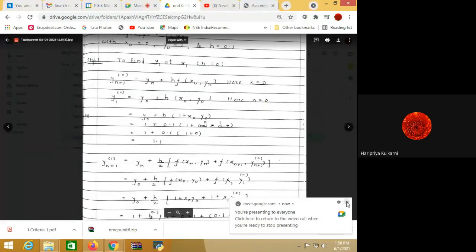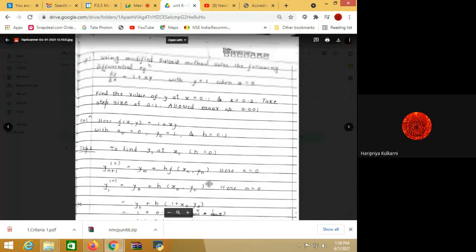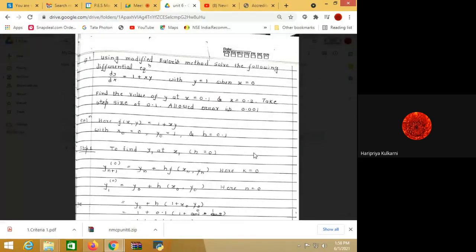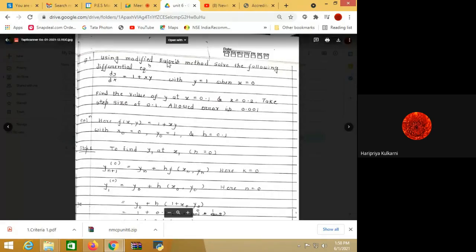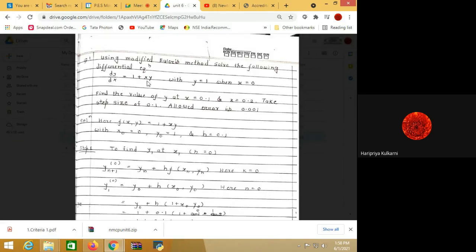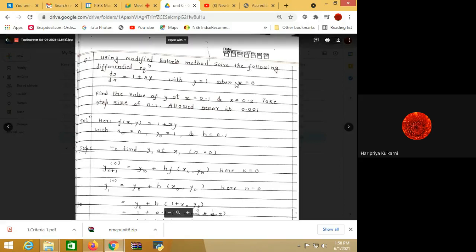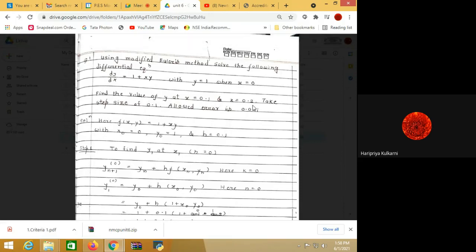In my last session, we already studied the Euler method. Today we'll solve one numerical with the help of the modified Euler method. So see the numerical. Using the modified Euler method, solve the following differential equation dy by dx. Here the function is different, which is 1 plus xy. The initial value is given to us: x equal to 0, y equal to 1. Find the value of y at x equal to 0.1 and x equal to 0.2.